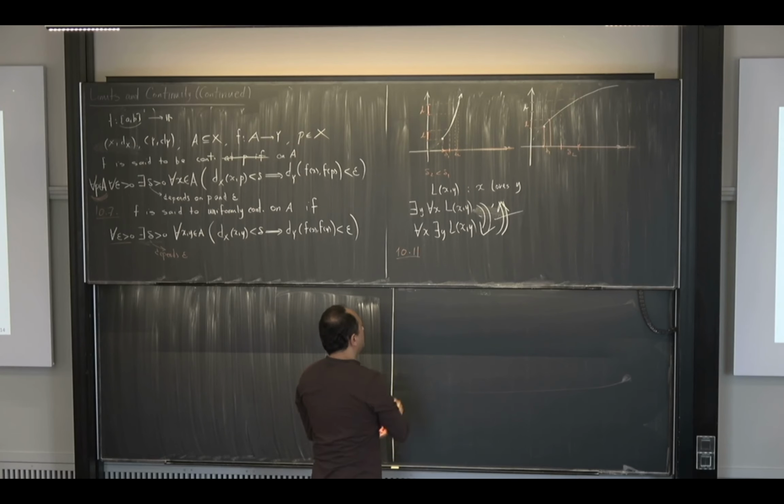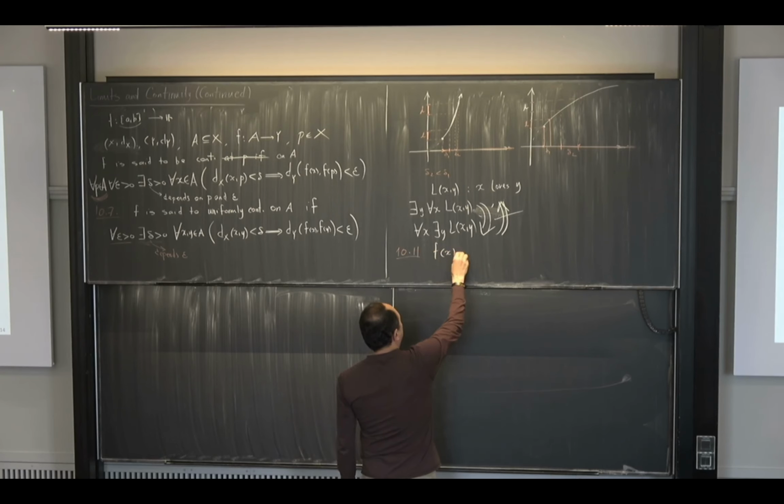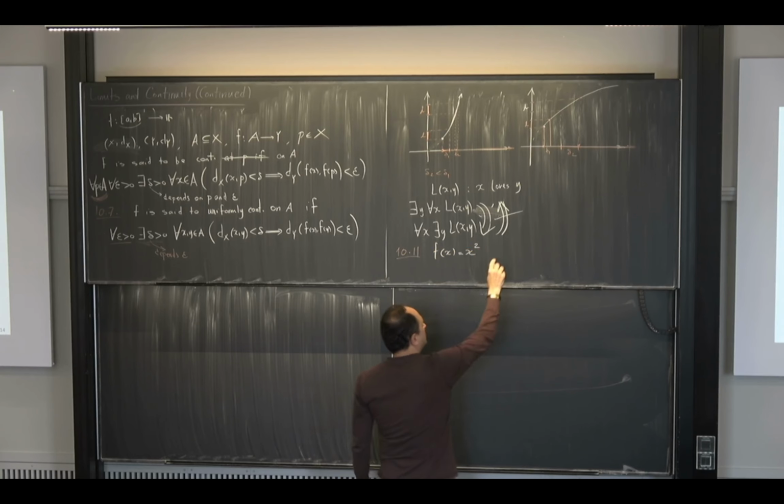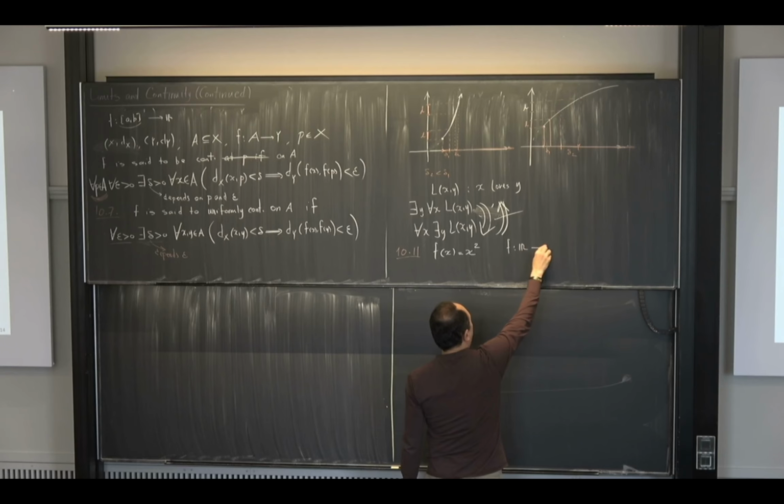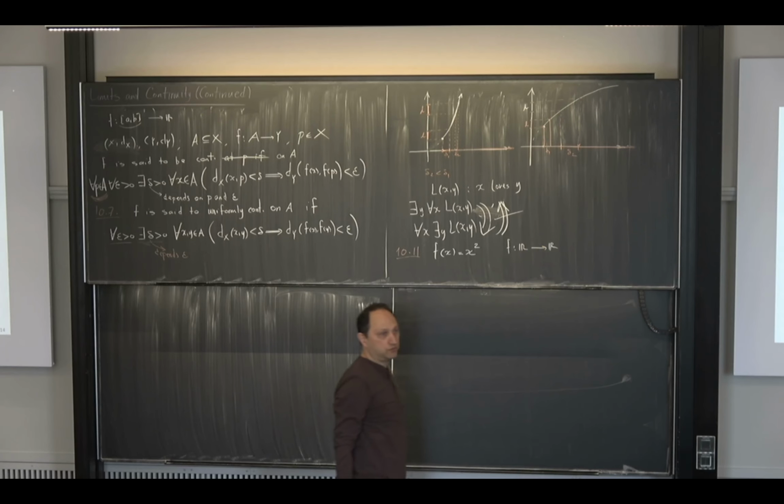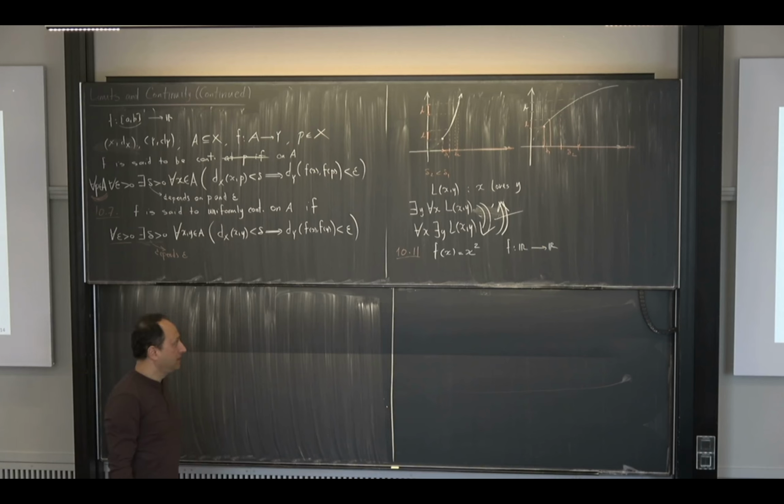So f of x is equal to x squared. We want to show that, of course, f goes from R to R. We want to show that this is not uniformly continuous rigorously. But now you have enough experience. What do you think I will start with? Do you remember this kind of proofs?